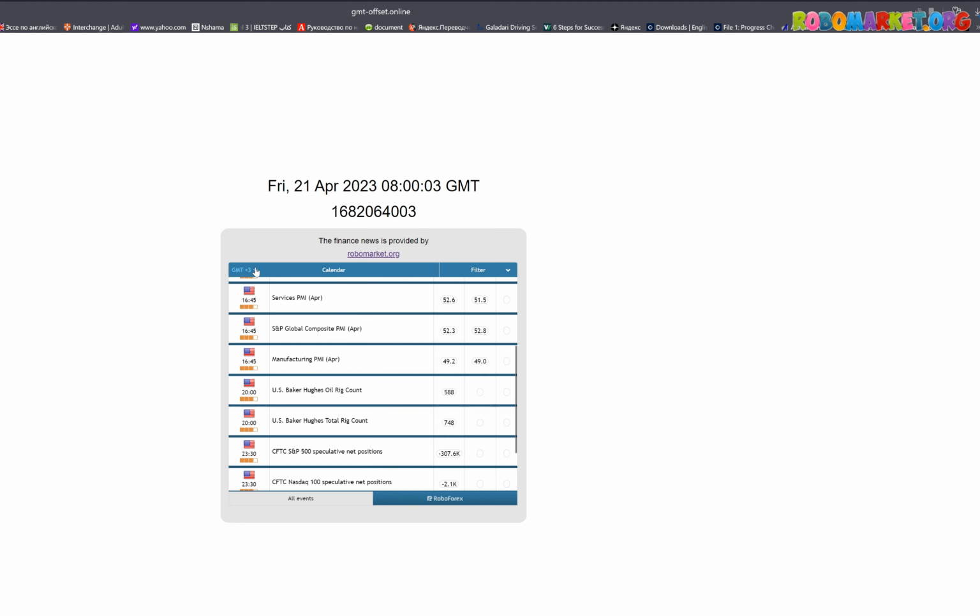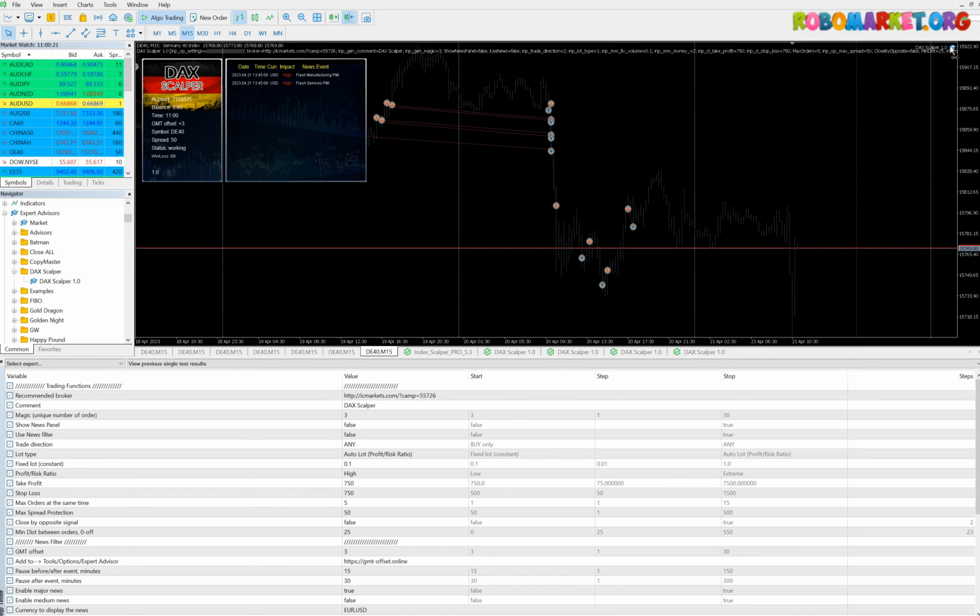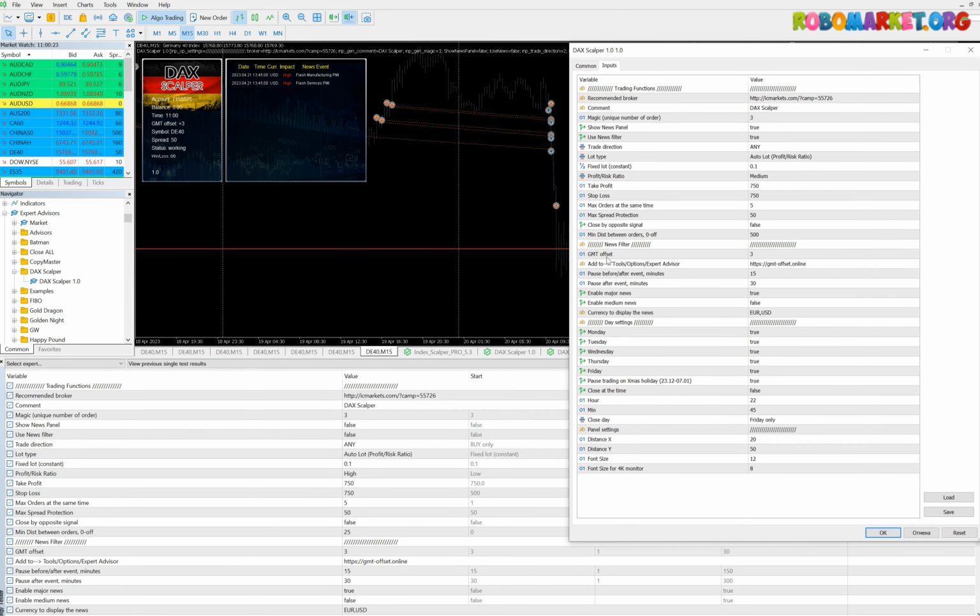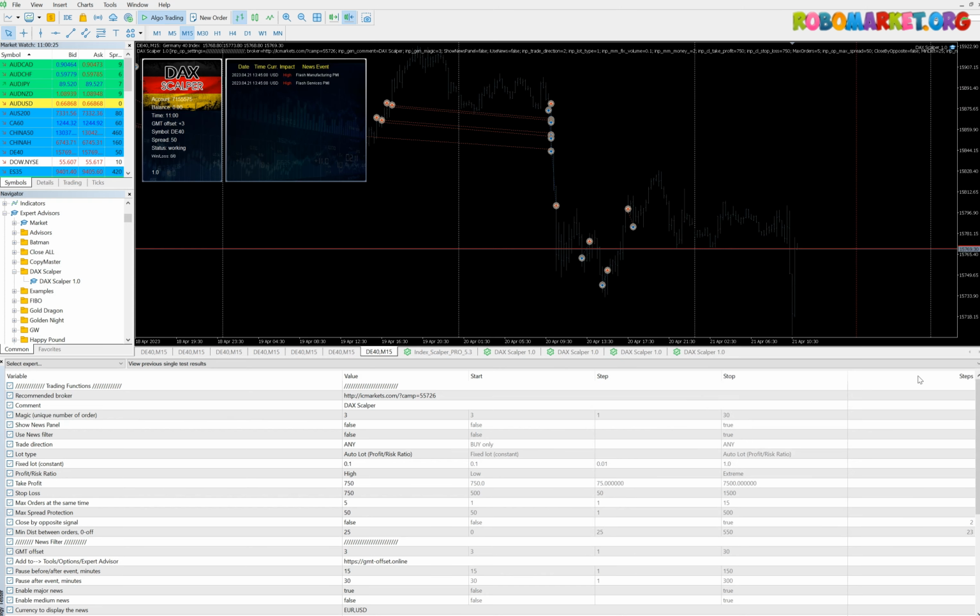News provided by the website robotmaker.org. Set up the time of your broker and the time of the news calendar the same way. Make sure that the time of the news release coincides with the time displayed on your chart.